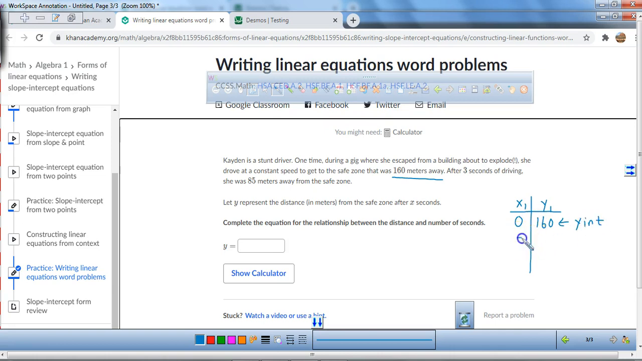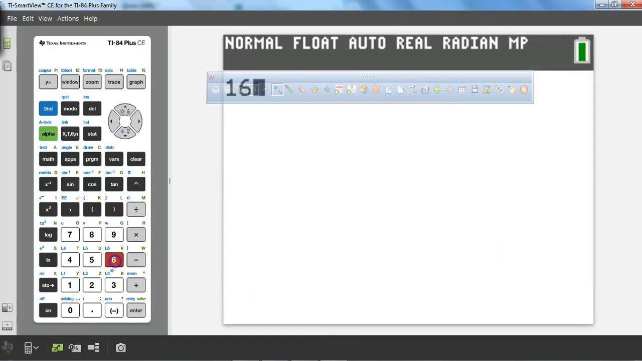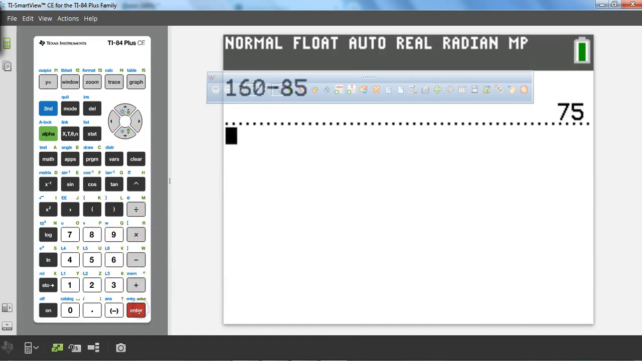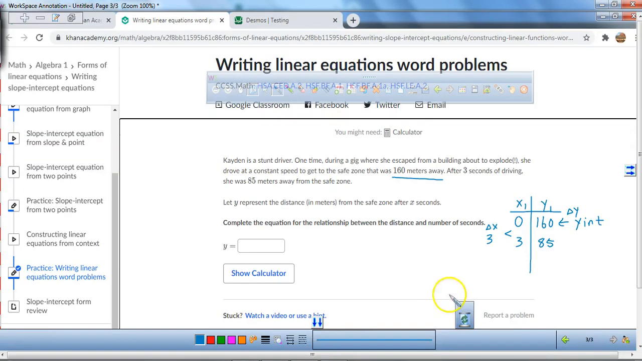Okay. And then after 3 seconds, she's 85 meters away, and that's just a point. Now we can find our slope by hand by finding the change in the x and the change in the y. That goes up by 3. 160 minus 85. That gets us 75, so it's going down 75.